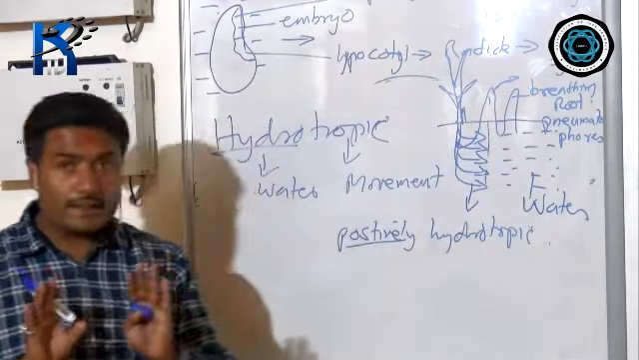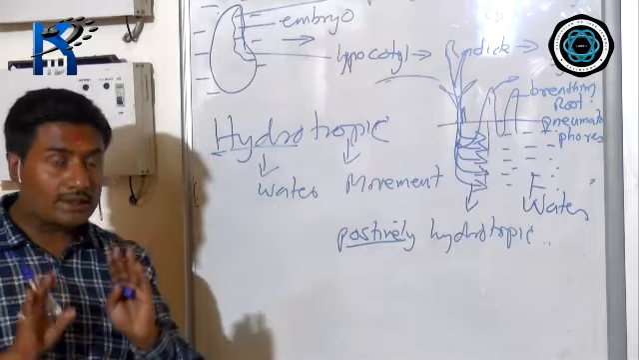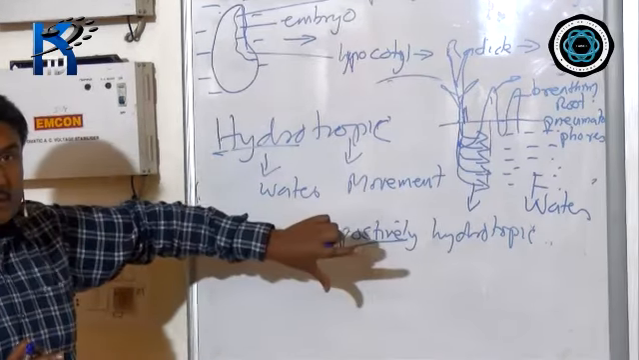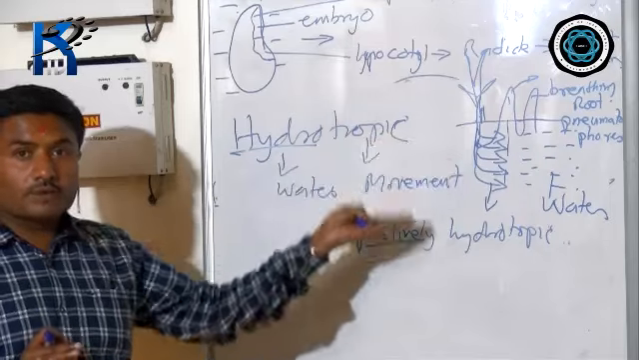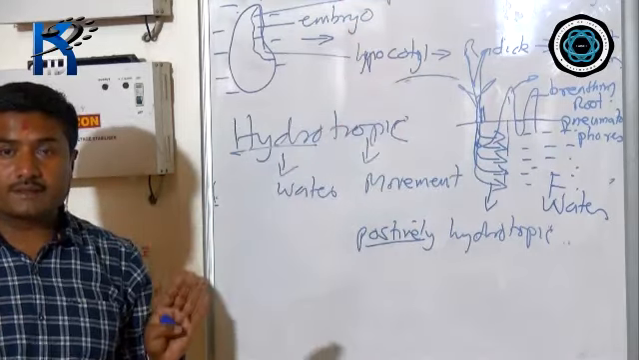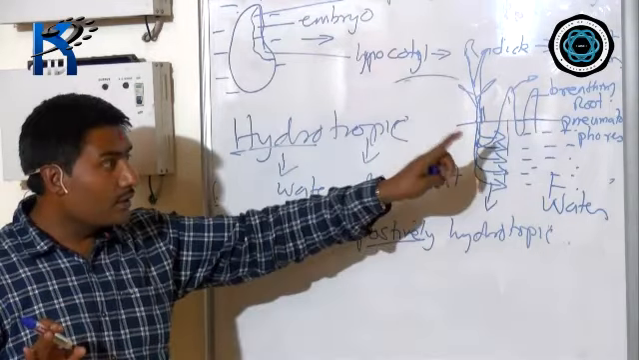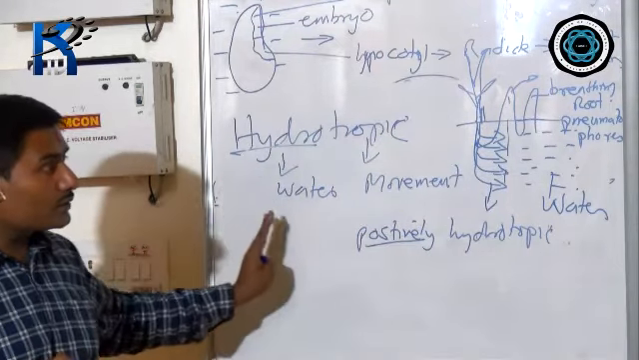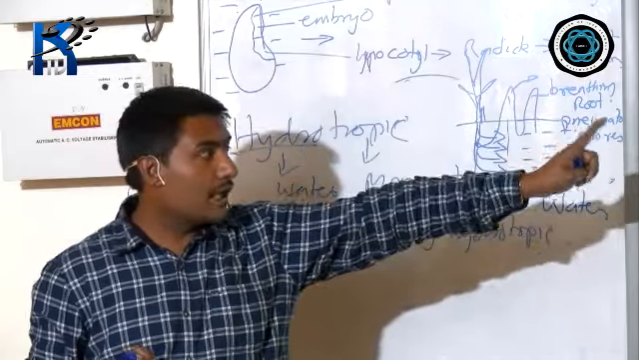This is not in the syllabus, but just to make you understand what we mean by positively hydrotropic and all, there are roots which come out of the soil and they are called breathing roots. So mangrove vegetation mostly has breathing roots. Anyway, roots growing towards the source of water are called hydrotropic.